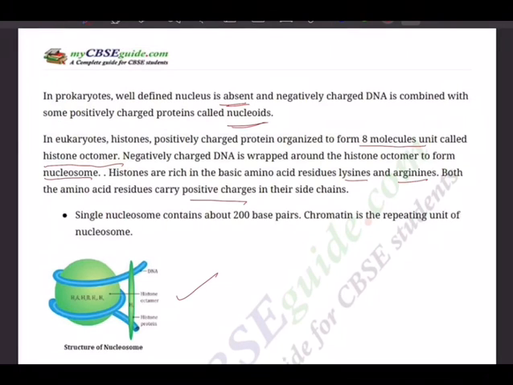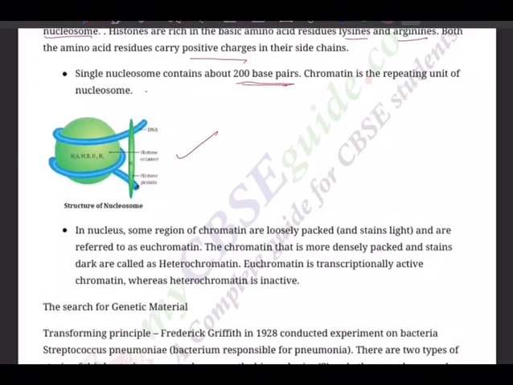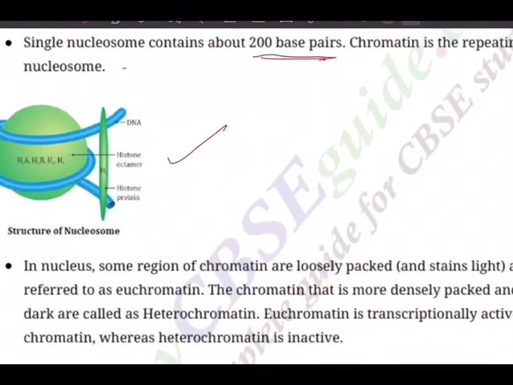A single nucleosome contains about 200 base pairs, and chromatin is made of the repeating unit of nucleosomes. So you can see here the structure: see DNA, that blue one, the histone octamer, that globe-like structure, and the histone protein is like a pen, the vertical one. So you can see here the structure of the nucleosome.